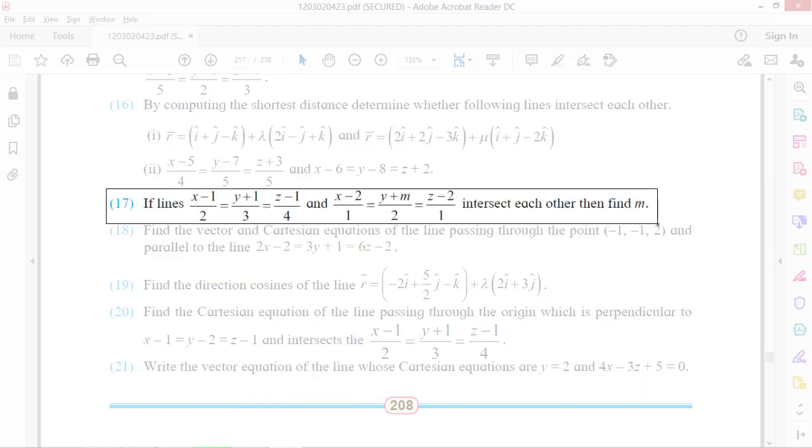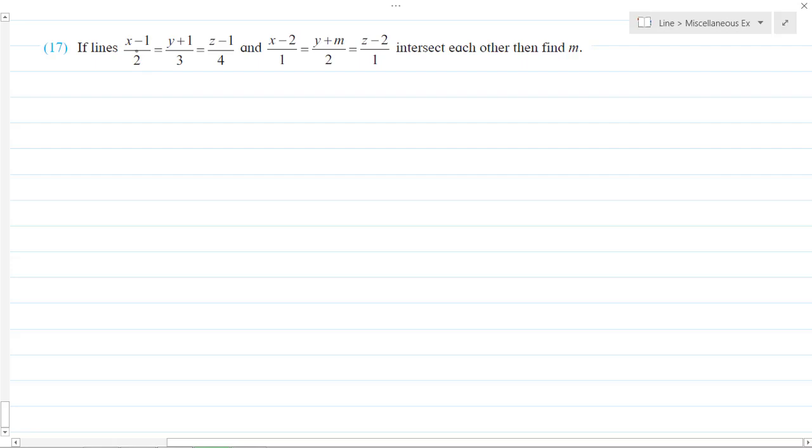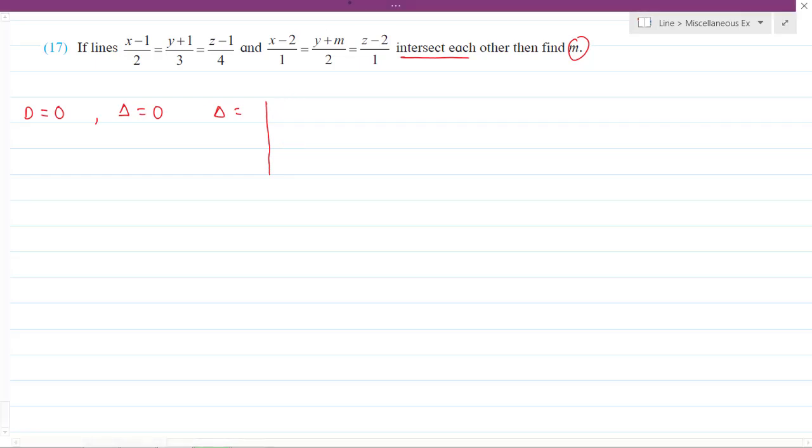Okay, we have to find m. No problem, we can find anything now. So let's highlight something. (x minus 1) by 2, (y plus 1) by 3, (z minus 1) by 4, and (x minus 2) by 1, (y plus m) by 2, and these lines are intersecting. Then we have to find m. Now see, can you correlate this question with the previous questions? Yes, of course. If the lines are intersecting, their distance is equal to 0, which means their del is equal to 0. And del is nothing but x2 minus x1, y2 minus y1, z2 minus z1.